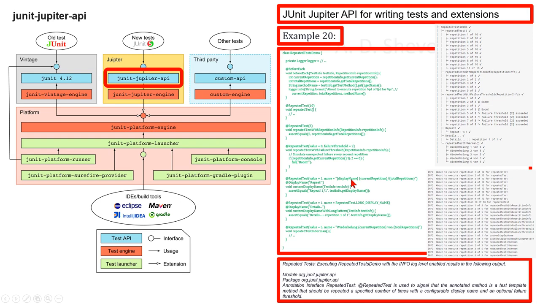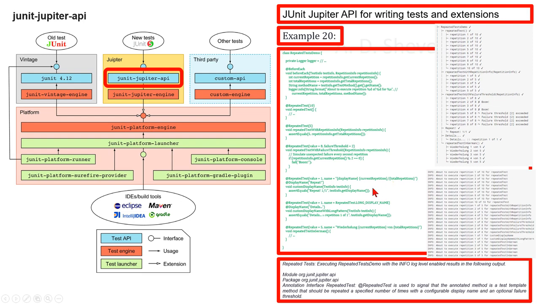The custom display name combines the custom display name with the custom pattern that uses TestInfo to verify the format of the generated display name. "Repeat!" is the display name, which comes from the @DisplayName declaration. "1/1" comes from the current repetition divided by the total repetitions.